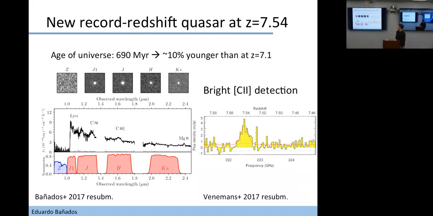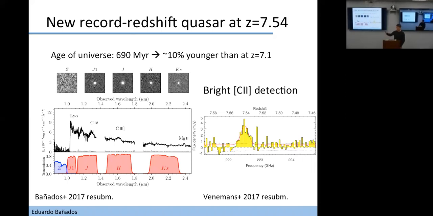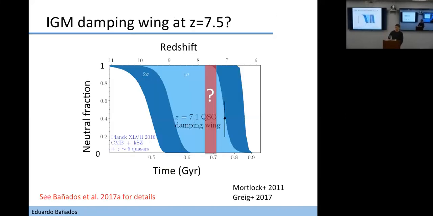But this is a very bright object, at a time when the universe was 10% younger than at redshift 7.1. We also have a very bright C+ detection. And we have many other follow-up programs coming on. You can ask me offline questions about this object after the talk, but you might be asking now, well, I was talking about this damping wing. Now we have this quasar, which is at 7.5.